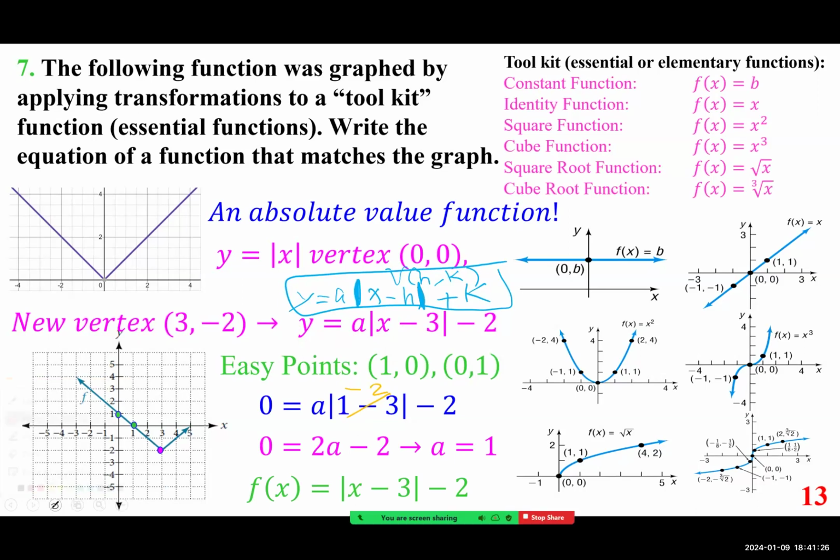Now, I highly recommend you check that. How do you check it? We used the first point to find a. Now we're going to use the second point to check. If you replace the x with 0, you get absolute value of -3, which is 3, minus 2 is 1. Yes, it works. So always check your work to be on the safe side.